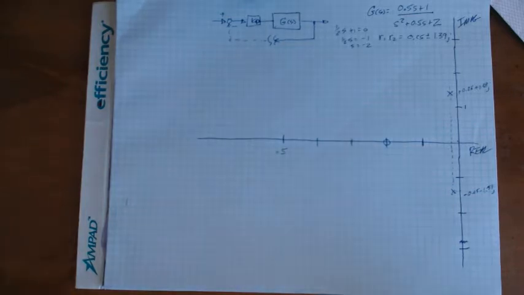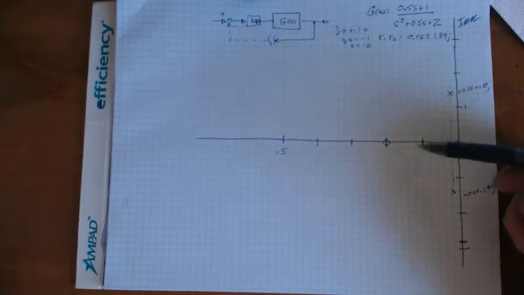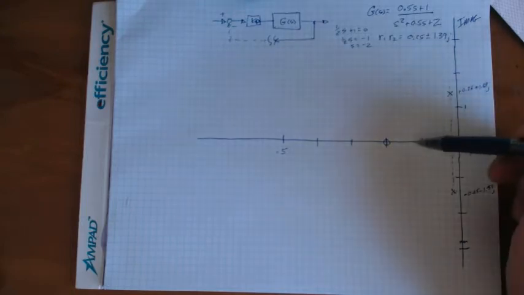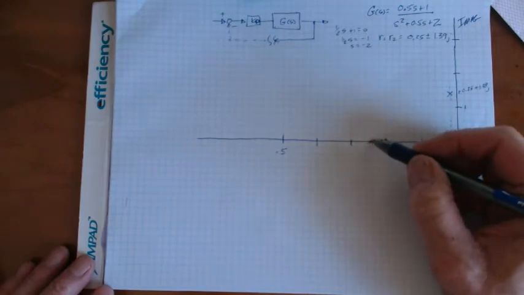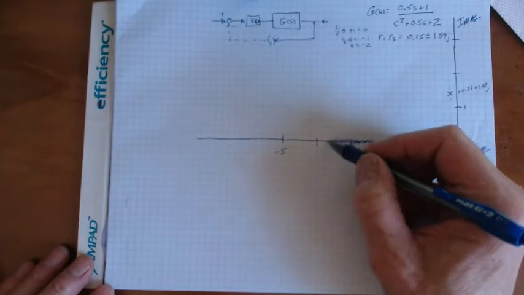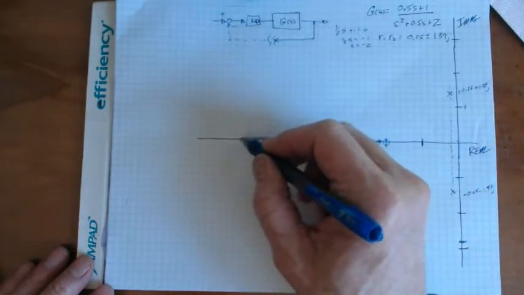The first thing we want to find out is where the real axis segments are. We're going to start at plus infinity and walk back. Real axis segments occur to the left of an odd number of poles and zeros. 0, no, 0, no, 0, no, 1, yes. And that's it. There's no more of those. So the real axis segment goes here.